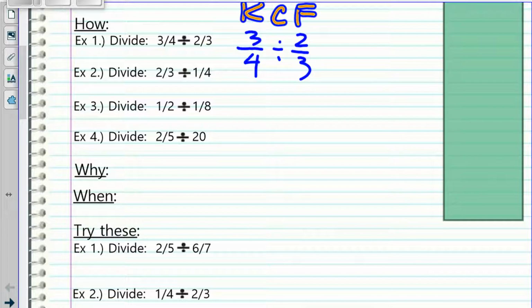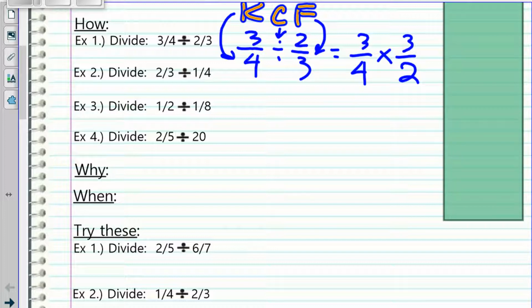What does that mean? Keep the first fraction, so I'm gonna rewrite. Very important to rewrite. Change, what am I changing this to? Multiplication. So you see why we had to do multiplication in the last lesson? Because this goes right back. Every division question is essentially a multiplication question. Now flip, what does that mean? It means you take the reciprocal, which means the fraction gets turned upside down, like so.